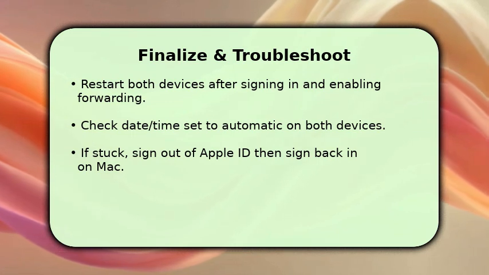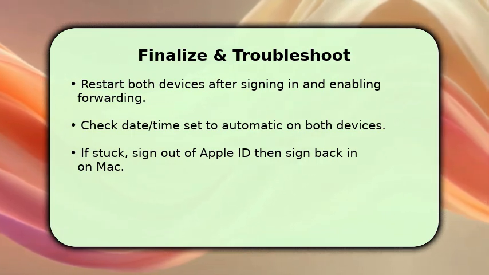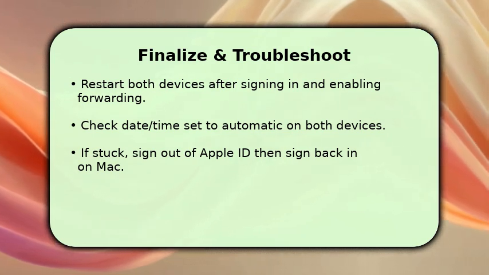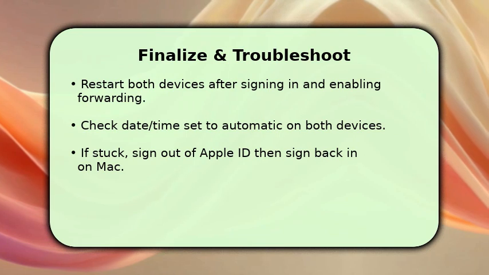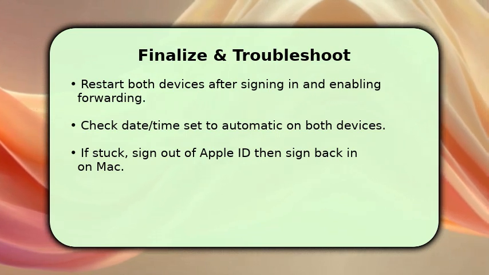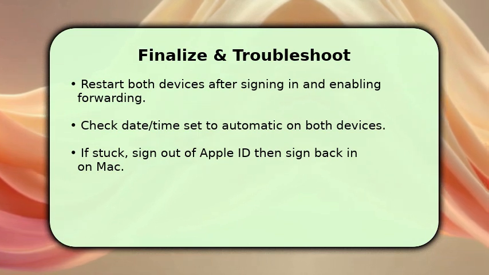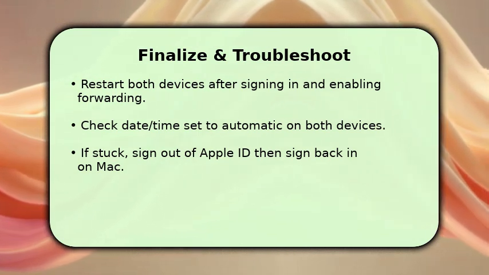If iMessage still reports needs to be enabled, sign out of your Apple ID on the Mac, wait 30 seconds, then sign back in. This refresh can clear activation failures. One key troubleshooting tip: ensure carrier SMS is working on the iPhone because activation uses SMS beneath the hood.